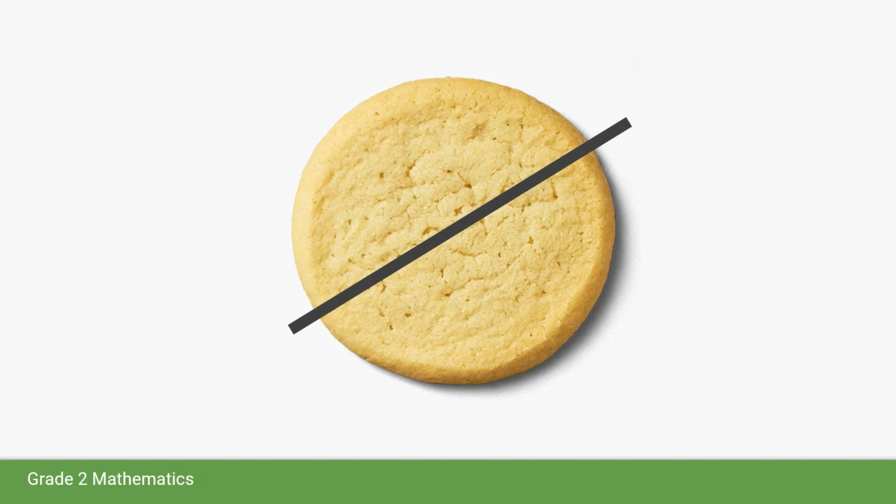Can there be more than one way to share this cookie equally? Yeah, we just found 3 ways to share the cookie equally. Maybe you found even more ways. The lines you just formed are called lines of symmetry. Let's look and see what a line of symmetry means.